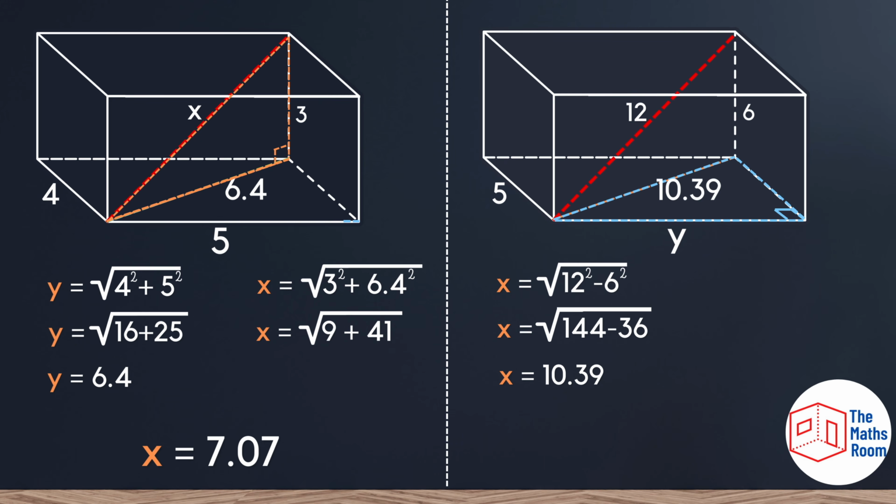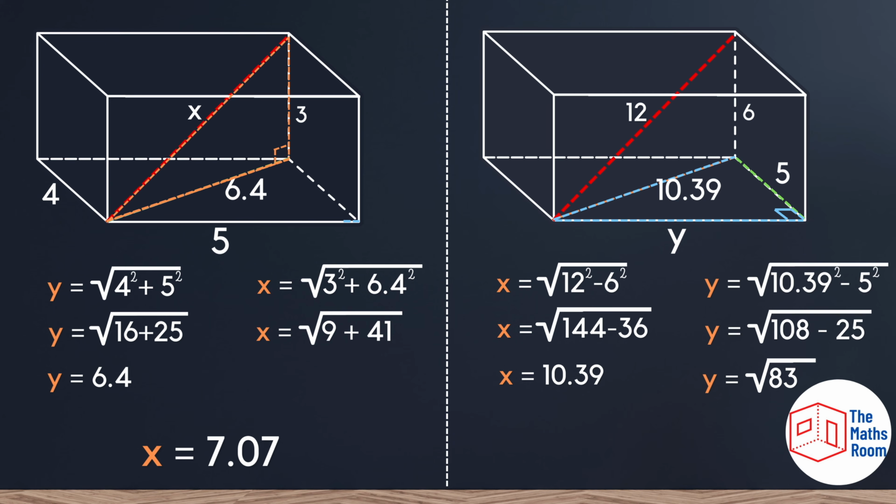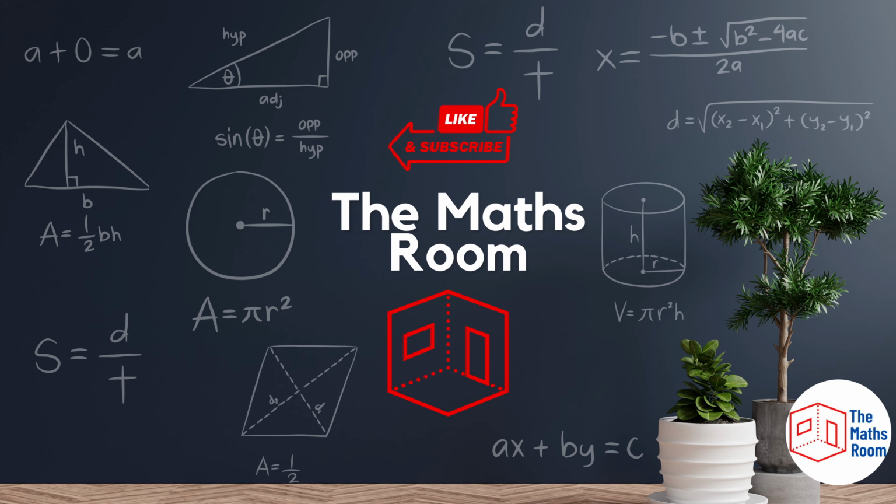Now that I've got that value, once again, changing my perspective and looking down from the top, we can start to see that we need to use the 5 from the base of my cuboid. And once again, the 10.39 is my hypotenuse. So if I take that squared and I minus my 5 squared, I will get the final answer that I've been looking for, 9.11.